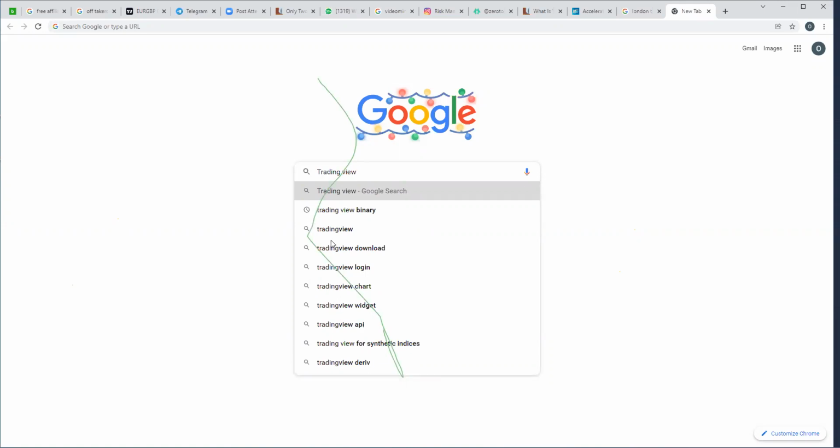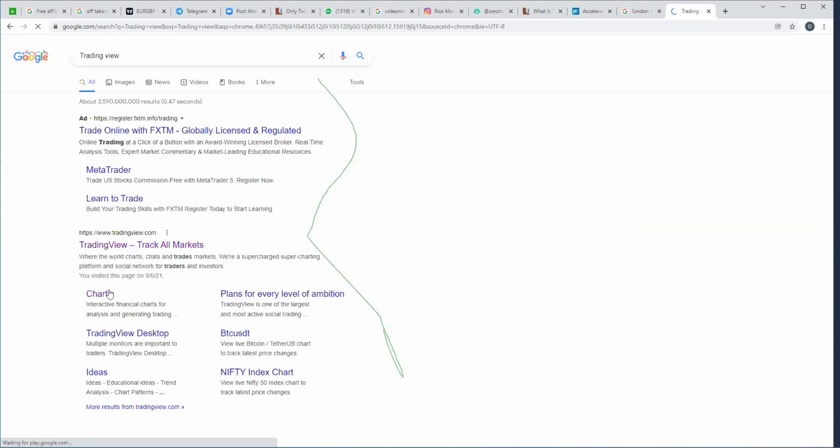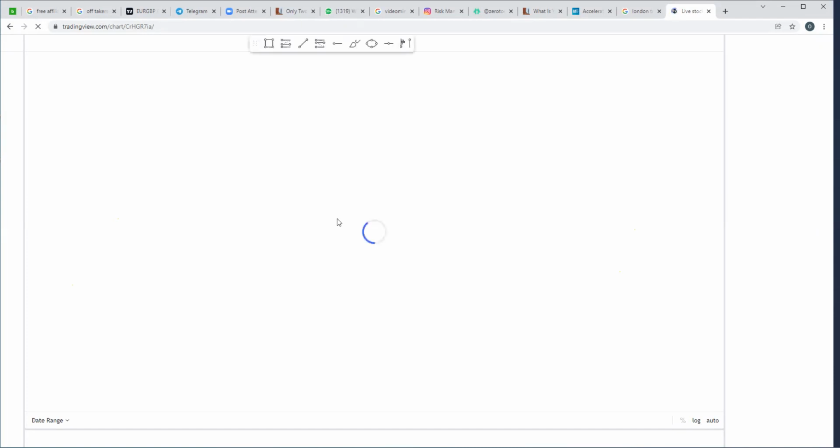TradingView. Just click on TradingView, and then when you come here, just go to chart. It's going to take you to your stuff. If you have not signed up or logged in, just sign up with your name, email, and so on, and then it's going to bring you here. Once you have a login, you can always go to your charts. Any chart anywhere you left it, you are going to get back to it the way you left it.